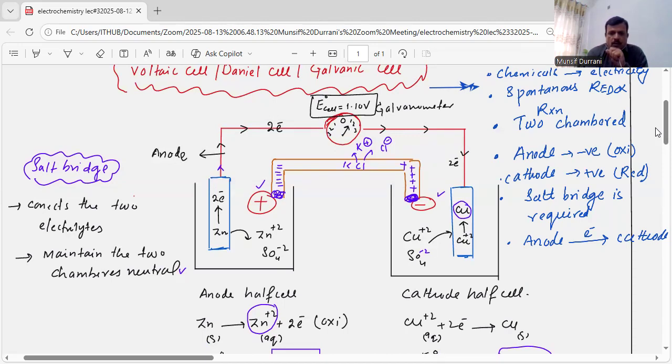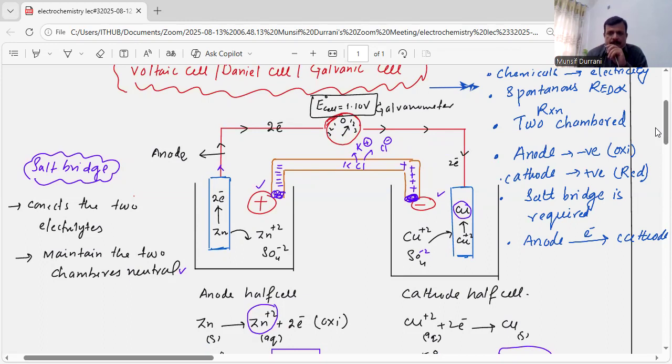At the copper electrode, the copper ions from the solution will accept these two electrons which are coming from the zinc electrode, and the copper ion will convert into neutral solid copper. So if you look at these two reactions, in the anode half cell, zinc is undergoing oxidation because zinc is losing electrons, so zinc is converting into Zn plus 2. And Cu plus 2 is gaining electrons, so it will undergo reduction.